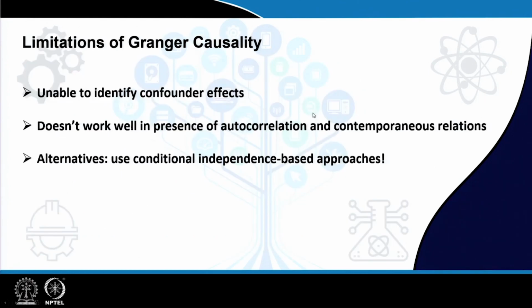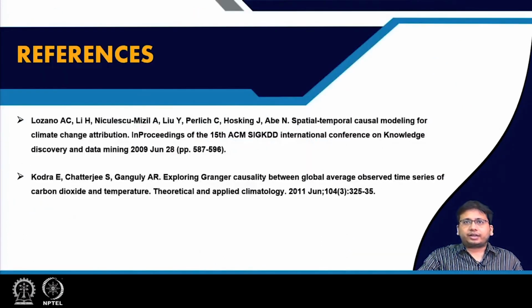So basically Granger causality also has some limitations, namely that it is unable to identify confounder effects. It does not work well in the presence of autocorrelation and contemporaneous relations, and so the alternative to Granger causality is to use conditional independence based approaches, which we will see in the next lecture.